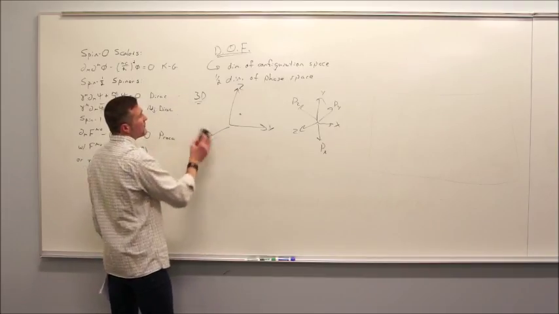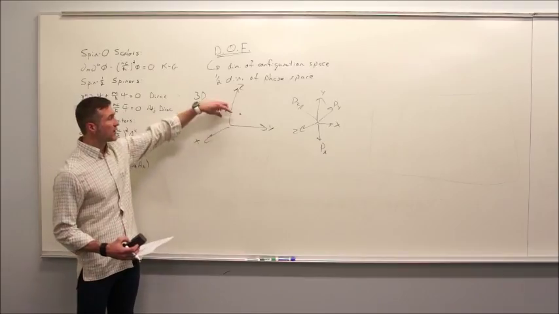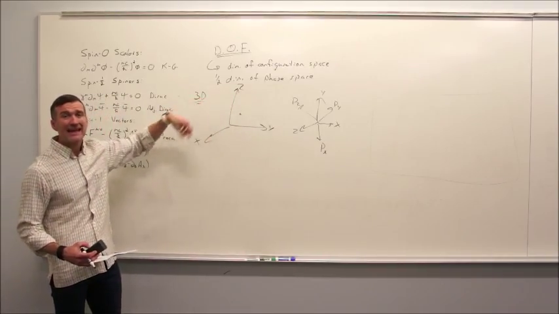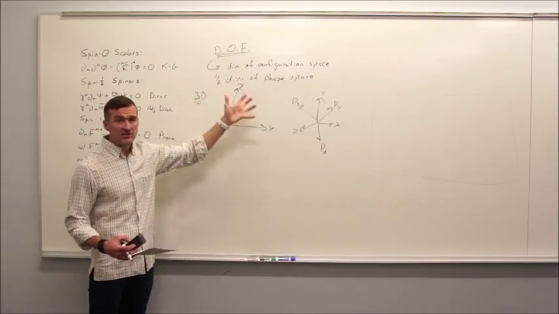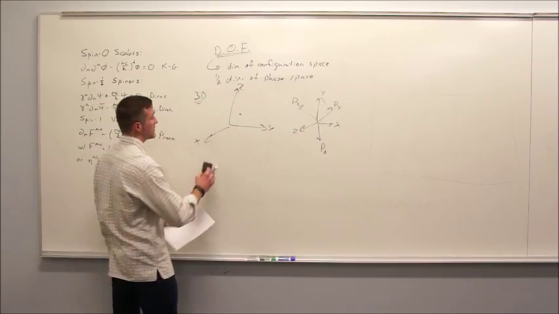If you have n particles, then you multiply this by n, because if you have two particles, they each can be placed throughout these three dimensions independently. So the configuration space would have six dimensions in that case, three for each. And then the phase space would have 12, and so forth and so on.